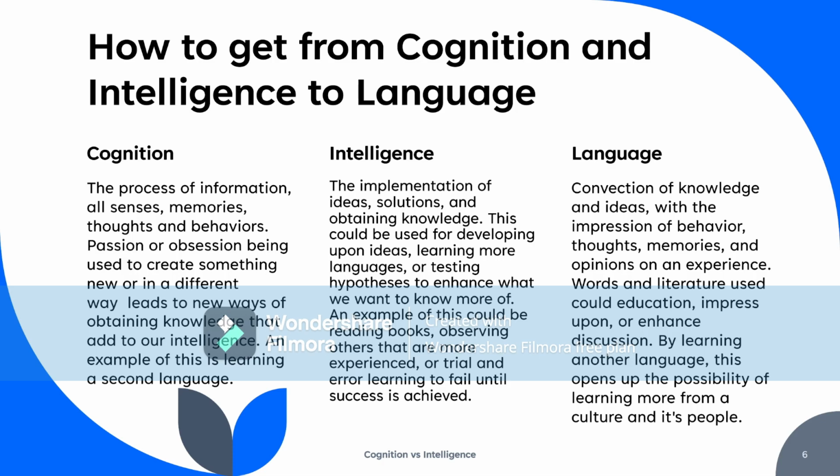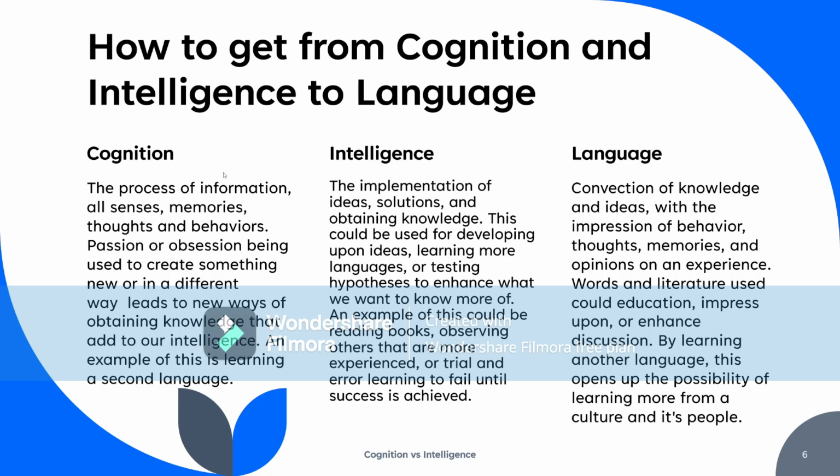Intelligence is going to be the implementation of ideas, solutions, and obtaining knowledge. This could be used for developing upon ideas, your own ideas, other people's ideas, learning more languages, testing hypotheses to enhance what we know, what we may not know, or want to know more of. An example of this could be reading books, observing others that are more experienced, or trial and error learning until you fail to succeed.